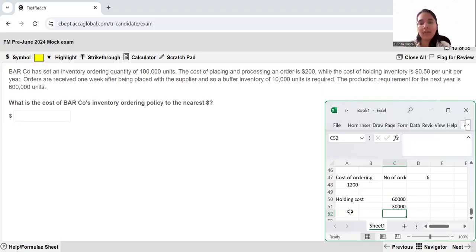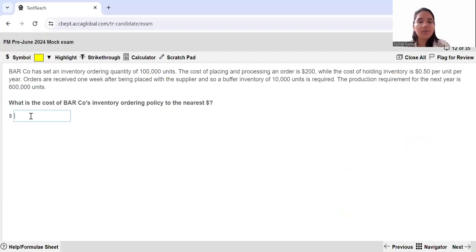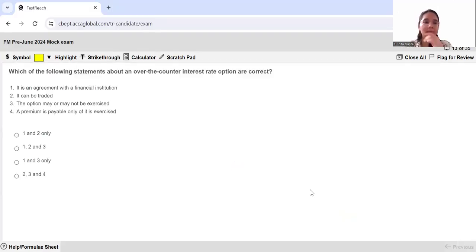Now you have your ordering as well as holding cost. Just add both of these values together and you will have your final answer. 30,000 plus 1,200 gives you 31,200. So you are already answering to the nearest dollar. It's 31,200. Moving ahead to question number 13.